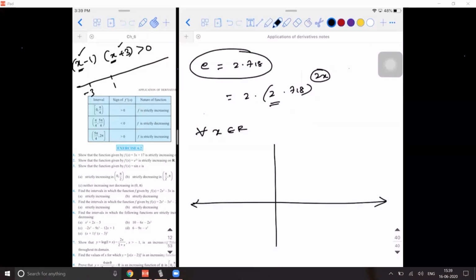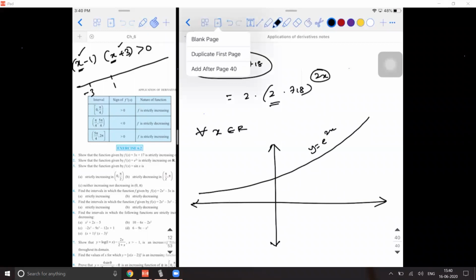Now listen. If you observe the graph for e power 2x, it will be like this. So this is y is equal to e power 2x. So that is why it is an increasing function. So these are all simple ones. Let's go a little fast.